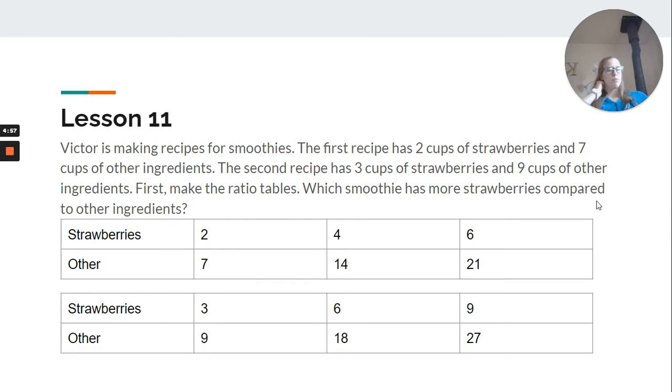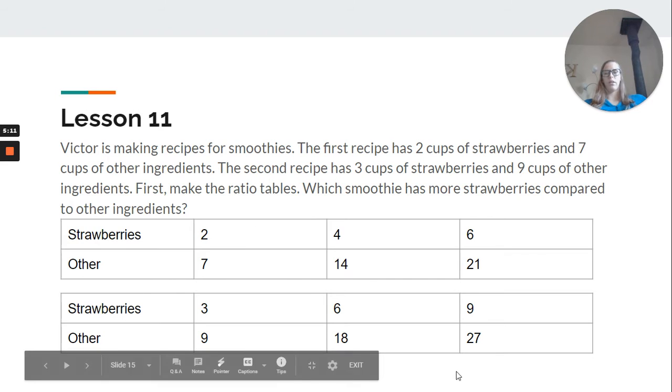Then we have Victor is making some recipes for smoothies. The first recipe has 2 cups of strawberries and 7 cups of other ingredients. The second recipe has 3 cups of strawberries and 9 cups of other ingredients. So it says first make the ratio tables, which I have provided for you. Then it says which smoothie has more strawberries compared to other ingredients.